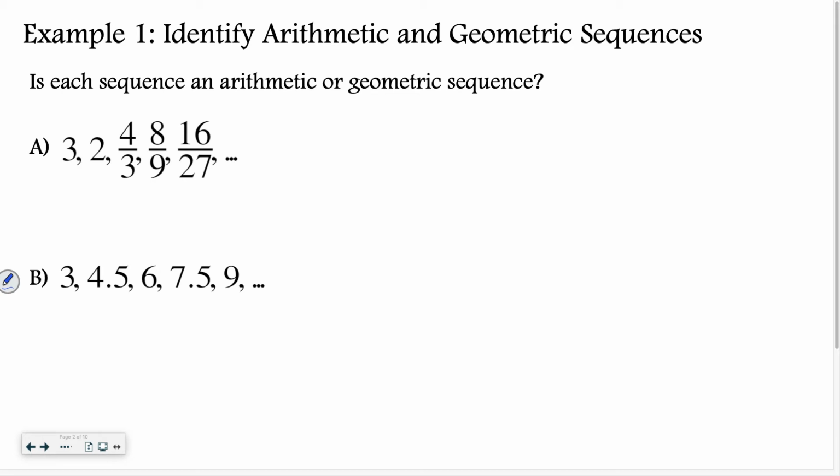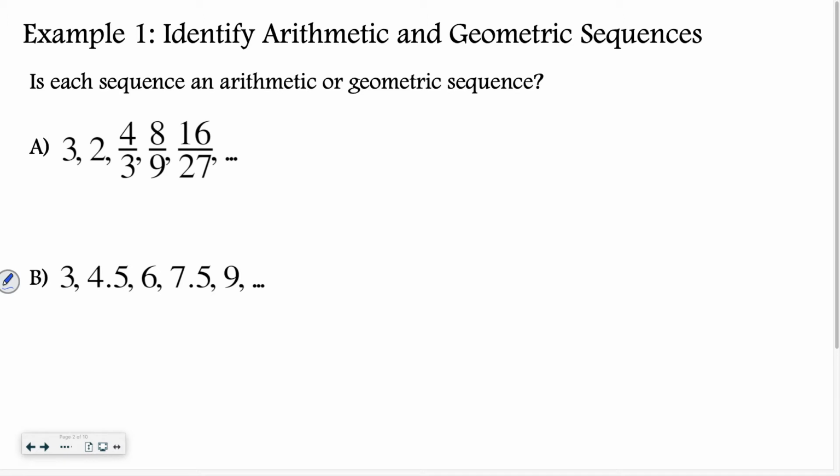Example 1, identify arithmetic and geometric sequences. So let's quickly refresh our memories. We learned about arithmetic sequences a couple of chapters ago. And remember, when we talked about those, we talked about how they have a common difference, meaning you can either add or subtract the same amount each time and end up at the next number in the sequence. Geometric operates the same way, except instead of addition or subtraction, you guessed it, multiplying or dividing.